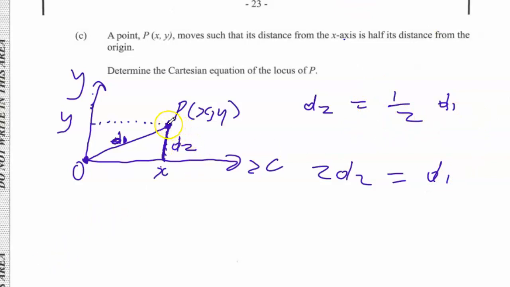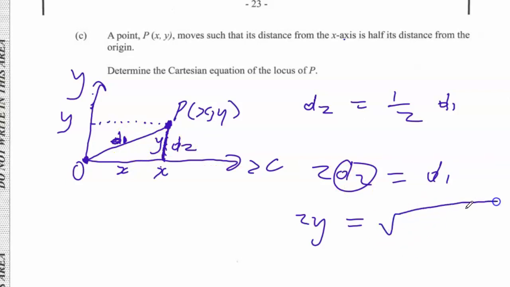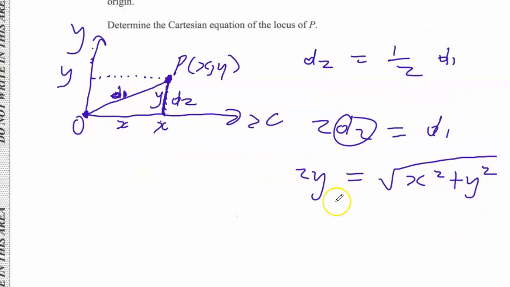Now if you consider the length of d2, the length of d2 is y. This vertical line is the same as y, so d2 is y, so that's 2y. And the length of d1, remember this is x, this is y, so using Pythagoras' theorem, d1 is the square root of x squared plus y squared. And of course, to get rid of the square root, we can square both sides.